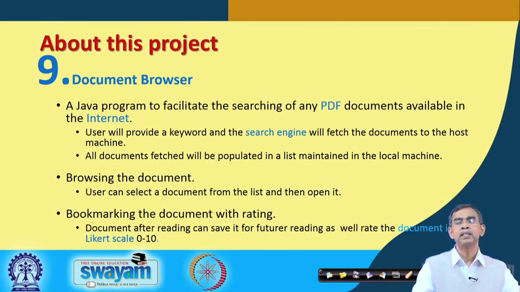So, we are proposing that if the user likes a document very much, he can give 10 points, and if he does not like it at all, then it is 0 points. So, on a 0 to 10 Likert scale a document can be rated, and then this rating can be maintained in the document itself, and the user can save this document for further reading in future. So, the document will be stored with this rating point and everything. These are the things that your document browser will facilitate to the user.